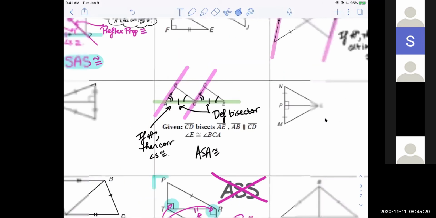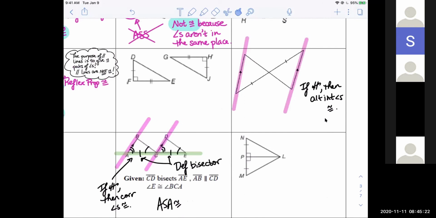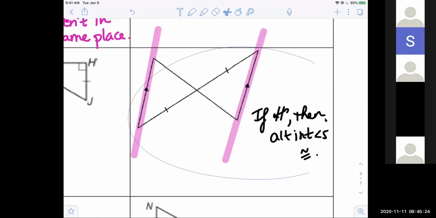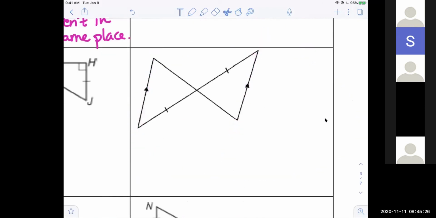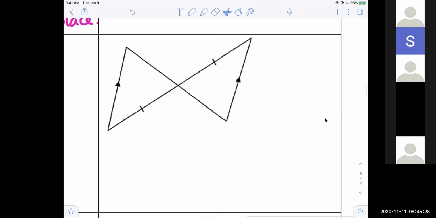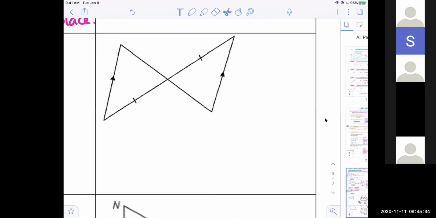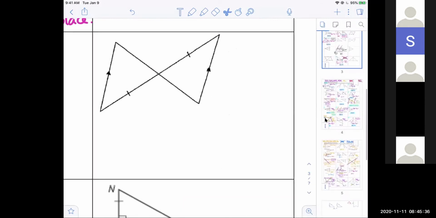Would anybody like me to talk through this one over here? That was the other one with parallels in that group. I'm going to go through that one. No?